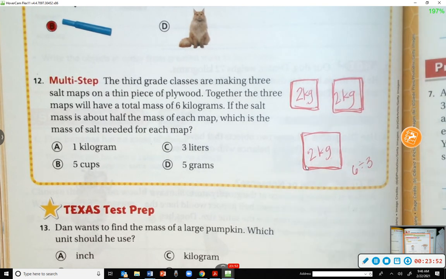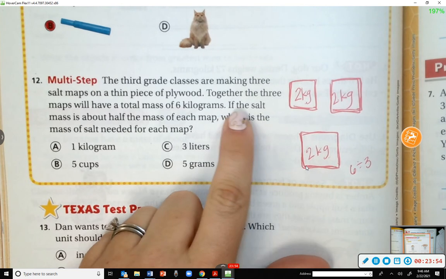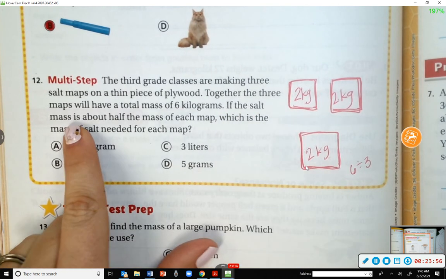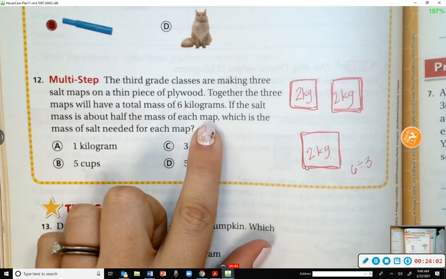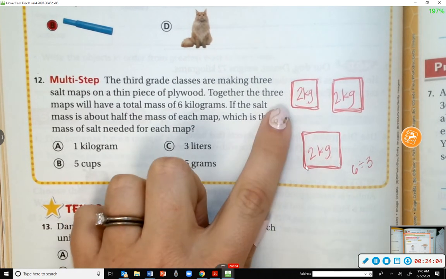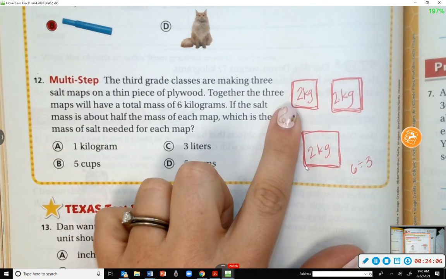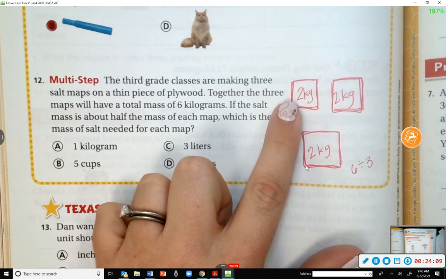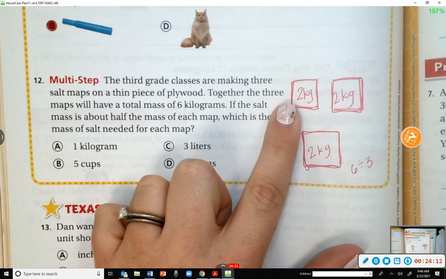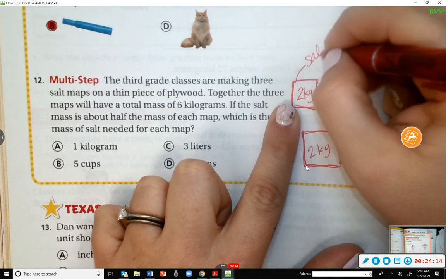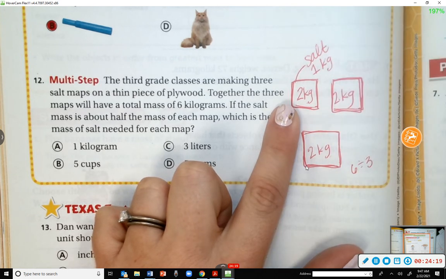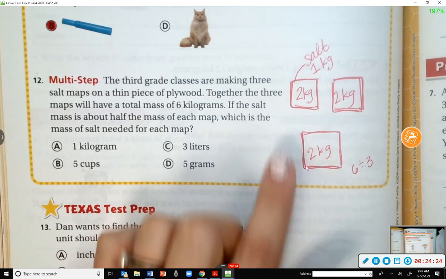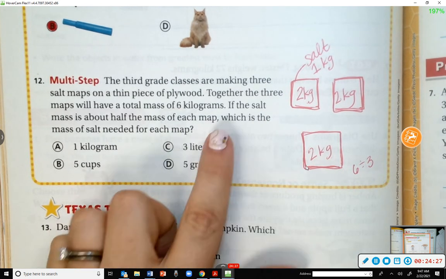Okay, now we're on the third sentence. Question, if the salt mass is about half the mass of each map, I'm just going to stop there. Okay, so we're just talking about one map now. What would be half of this mass? What's half of 2? 1. So that means the salt for one map is 1 kilogram. Because that's half of 2, right? Yes. Okay. Now let's go to the second part.